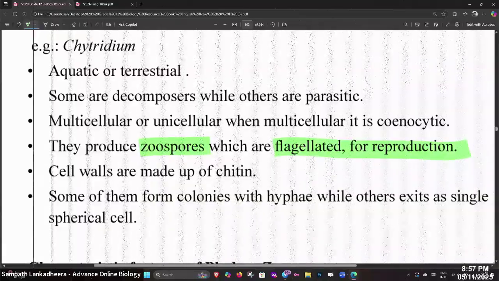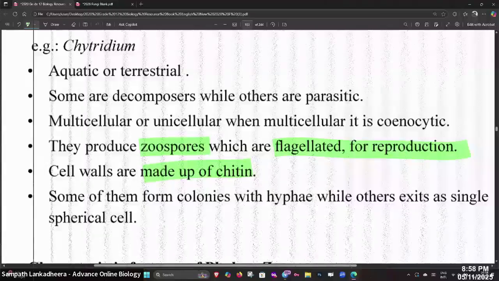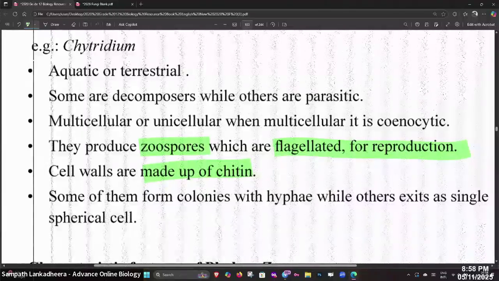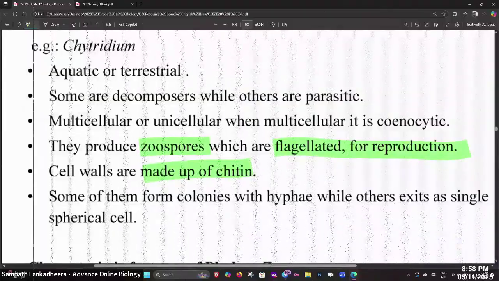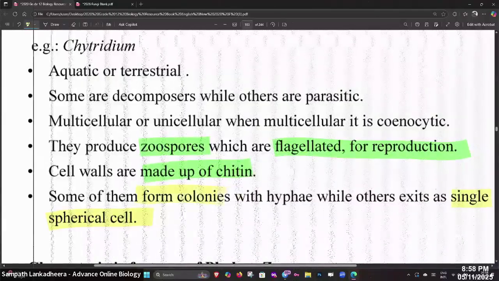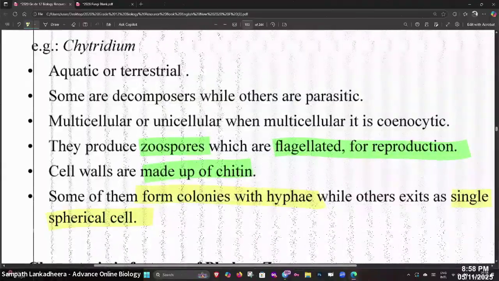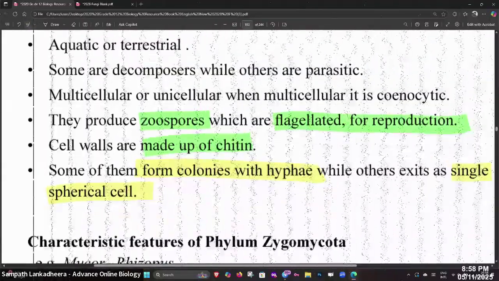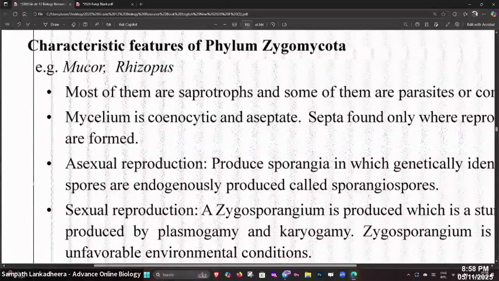Cell walls are made up of chitin, that's a fungal feature. Some of them form colonies with hyphae, while others exist as single spherical cells. That's a special feature. That's all you had to learn about it.